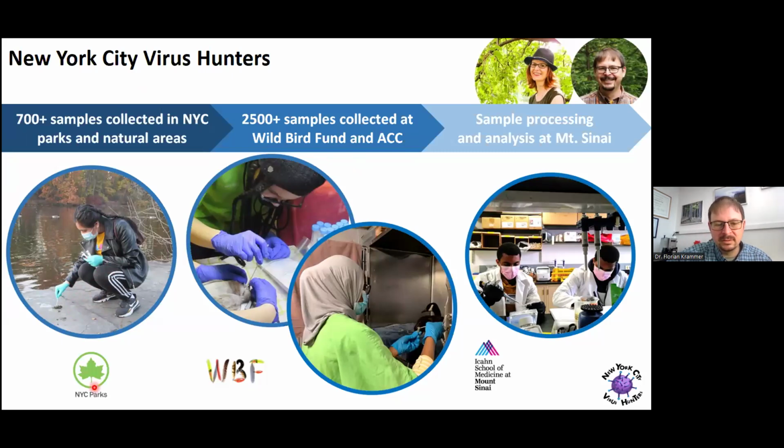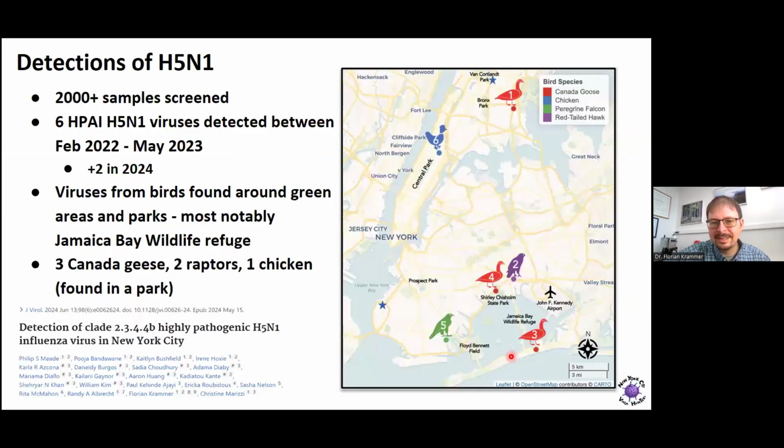And this is done together with New York City Parks and the Wild Bird Fund, which is a bird rehab facility on the west side, and then of course Mount Sinai, and also with BioBus, which is a community science organization. And of course, in the end, we found H5N1 in the city. We recently, with the students who are doing that work, published a paper on detection of highly pathogenic H5N1 in the city. This was the first 6 isolates that we reported. We have since then found a bunch more isolates. So just because we're in a city doesn't mean we are safe from avian influenza.